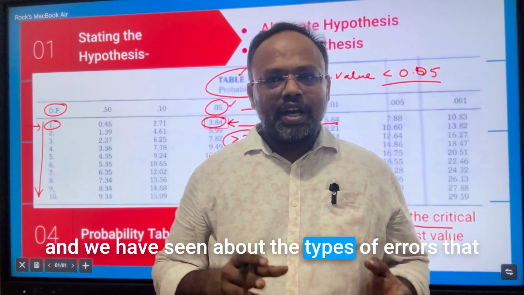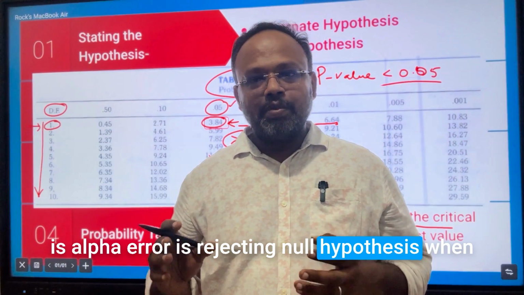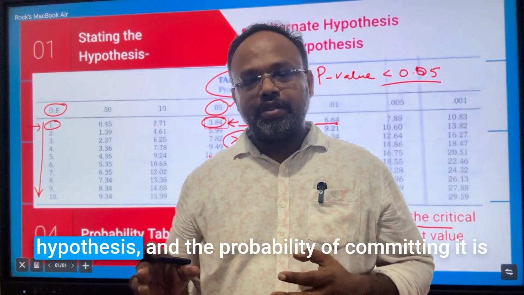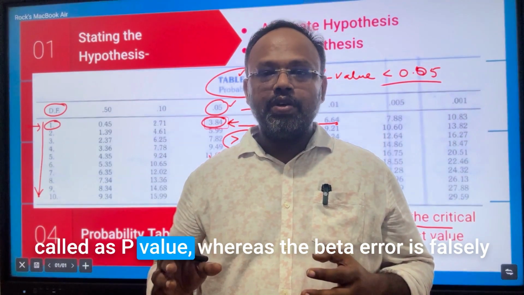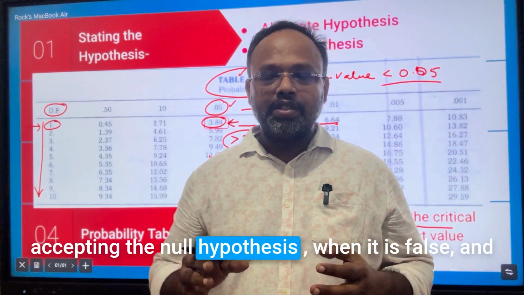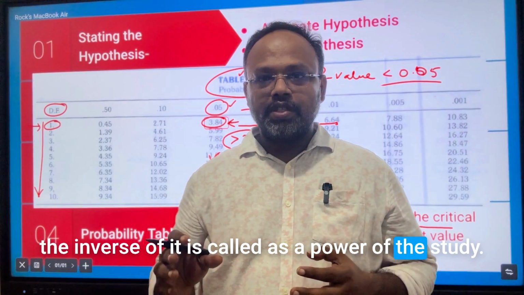And we have seen about the types of errors. That is, alpha error is rejecting null hypothesis when it is actually true. That is falsely rejecting the null hypothesis. And the probability of committing it is called as p-value. Whereas the beta error is falsely accepting the null hypothesis when it is false. And the inverse of it is called as the power of the study.